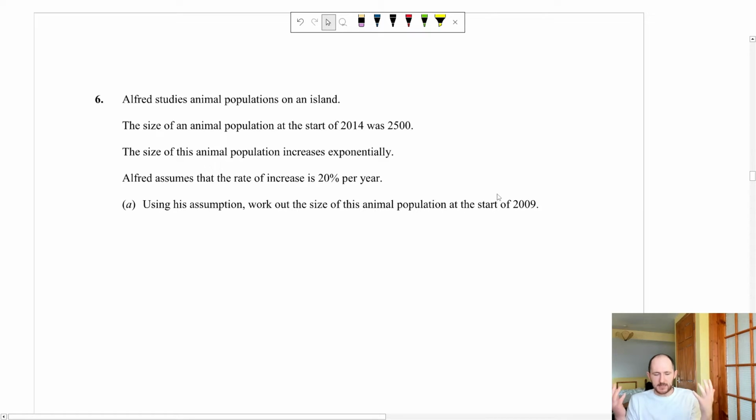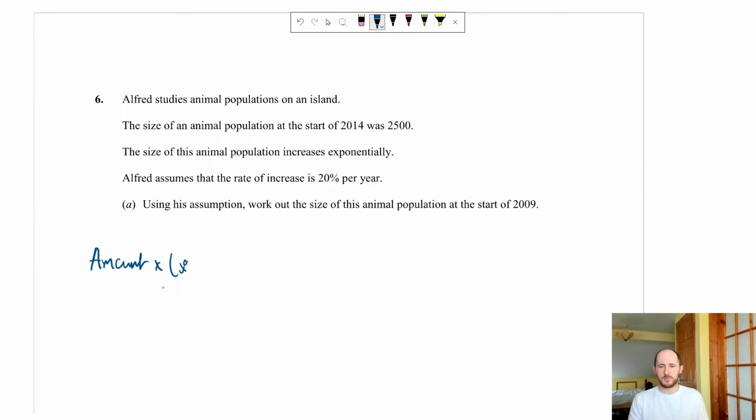Well, why do I say it's repeated percentage change? Because what's happening is they're increasing by 20% every single year. So, how do you use the repeated percentage change formula? Well, what you do is you take the original amount, you times by whatever the percentage is, to the power of the number of years, and that gives you the final amount. So if we sub in what we have here, we don't know the original amount, which is the population at the start of 2009, so I'm going to leave it as just the letter A.